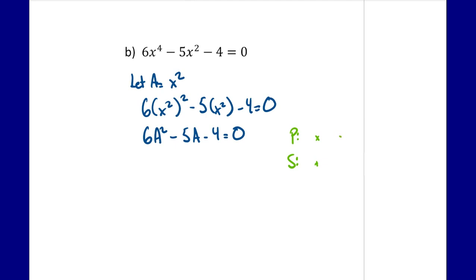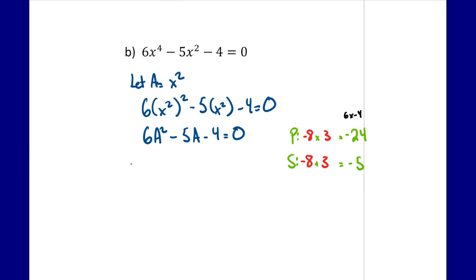So two numbers that multiply to, and two numbers that add to. Because it's complex, it's not just the last number, it's 6 times negative 4, or negative 24. So two numbers that multiply to negative 24, but add to negative 5. Because we're multiplying to a negative and adding to a negative, we should have one positive and one negative number. Thinking about this, it would be negative 8 and positive 3. So negative 8 plus 3 is negative 5. Negative 8 times 3 is negative 24.